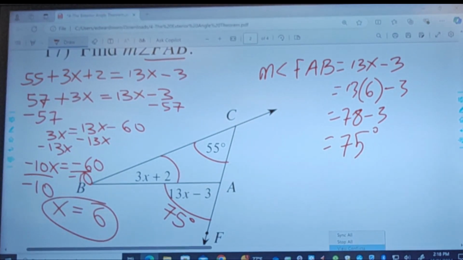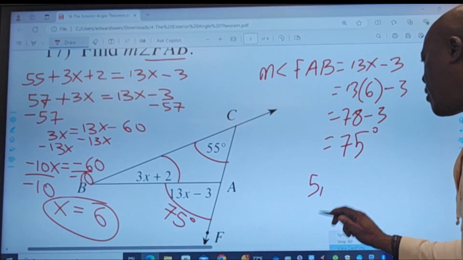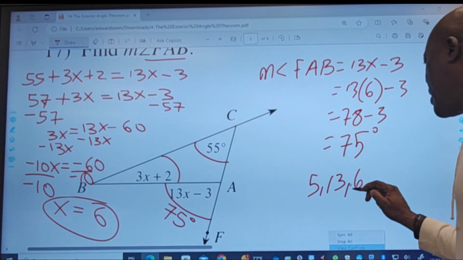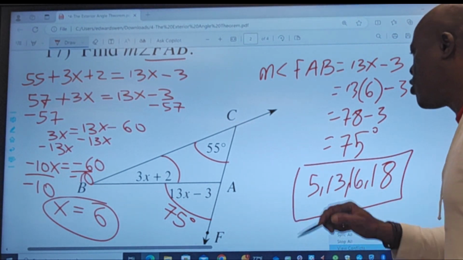What I want you to do for me now, and it is graded, we're looking at number 5. Then I want you to do number 13, number 16, and 18. These are the 4 questions that you should do.